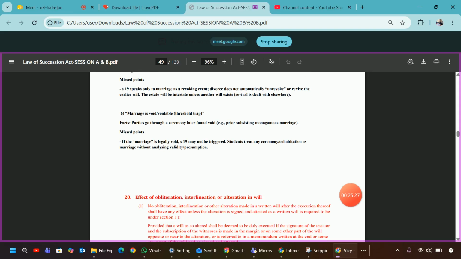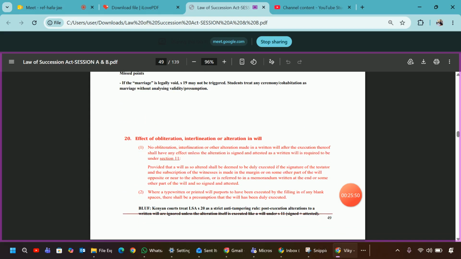Key takeaway number 6: marriage that is void or voidable is a threshold trap. Facts: parties go through a ceremony later found void, e.g. a prior subsisting monogamous marriage. The missed point is that if the marriage is legally void, Section 19 may not be triggered. Students treat any ceremony or cohabitation as marriage without analyzing its validity or presumption.